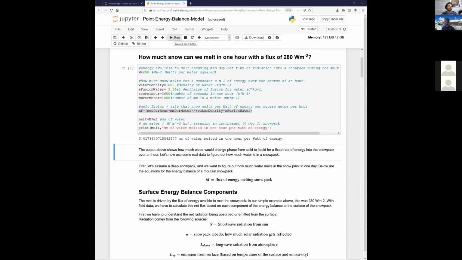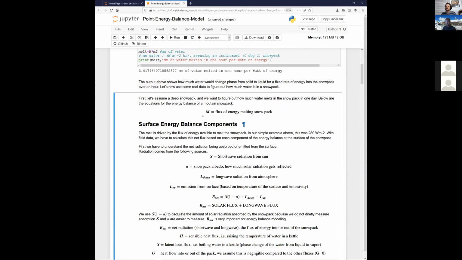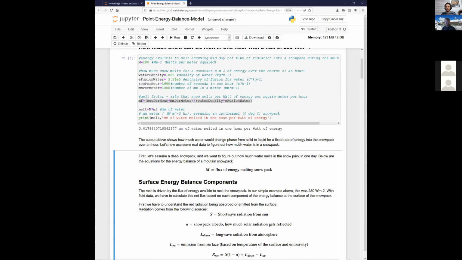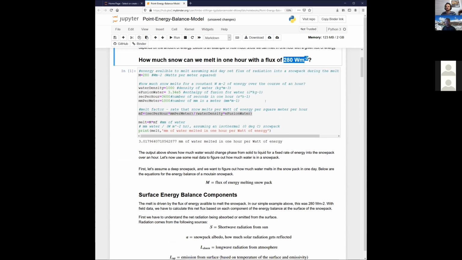Okay, so now we're going to apply this knowledge to doing the full energy balance of the surface for a point. What we just did up here, the melt, is what we're trying to figure out in all of our reconstructions. M is this flux. It's how much energy we have available to melt the snow at any point in time. And in our initial example, we just set it at 280 watts per square meter.